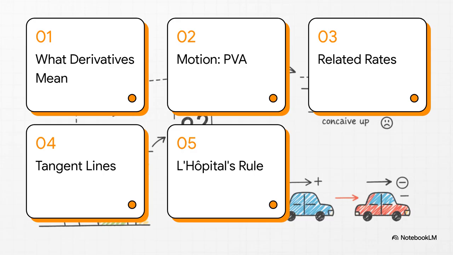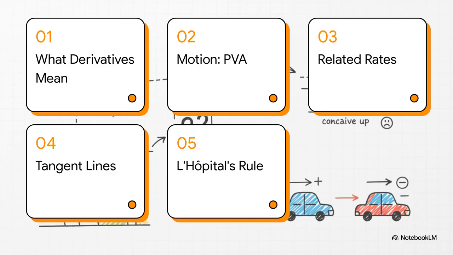All right, so here's our game plan for today. We'll start with what a derivative even means at its core. Then we'll see how that idea describes motion. After that, we'll dive into how to connect changing variables with something called related rates, use derivatives for some really clever approximations, and then we'll finish up by tackling some tricky limits with a very special rule.